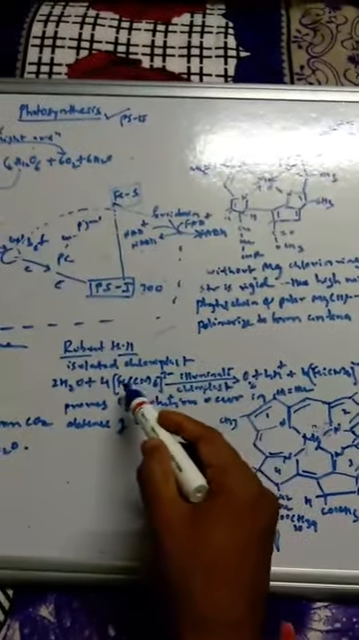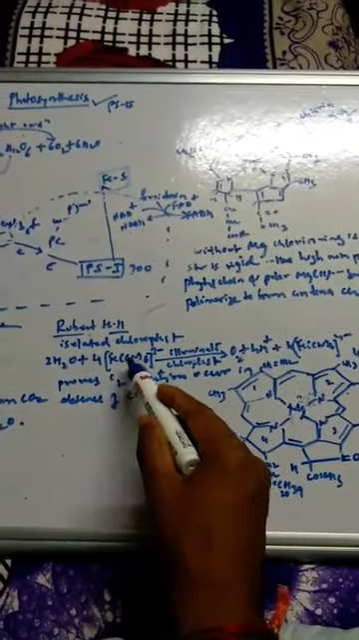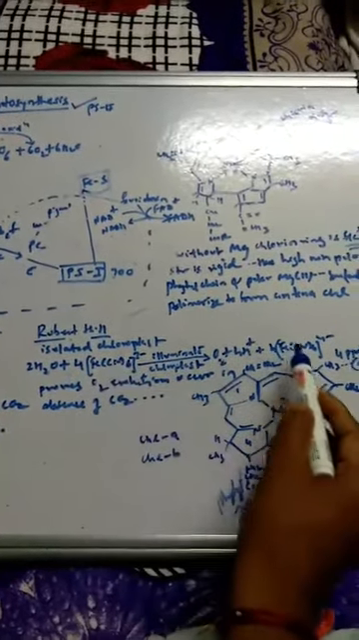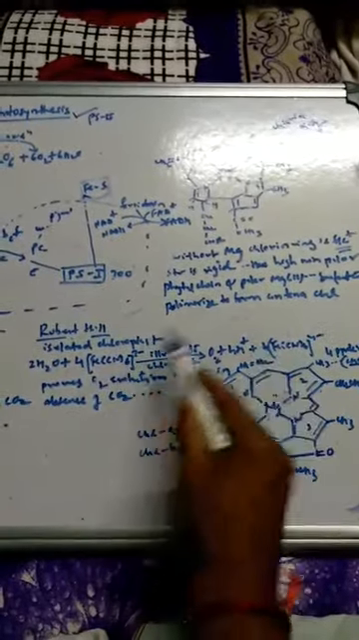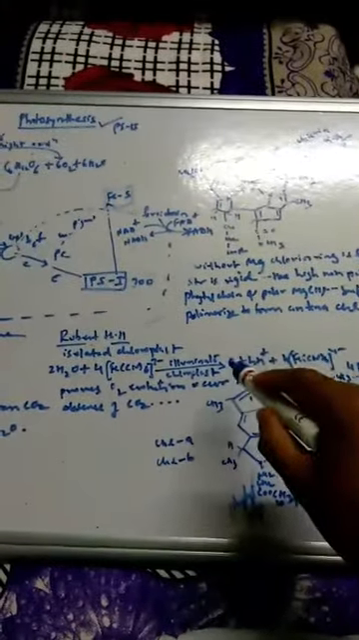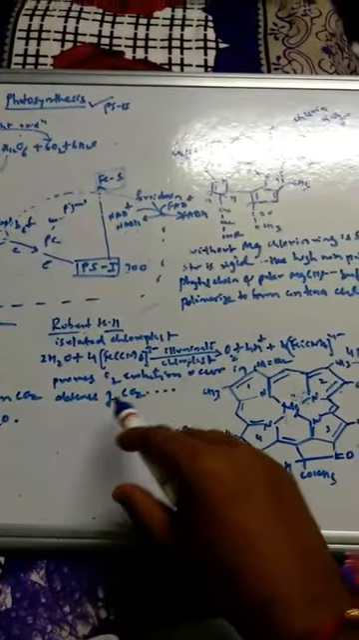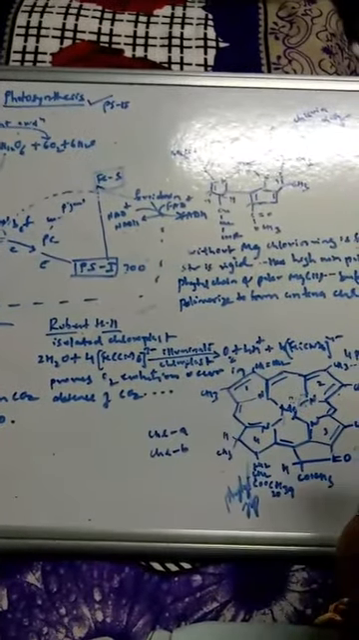So even a different chemical can be used as the reductant here, that is potassium ferricyanide. It has been reduced to potassium ferrocyanide from +3 to +2. So carbon dioxide is not necessary. So this is one chemical study. Robert Hill has proved here that oxygen evolution can occur even in the absence of carbon dioxide.